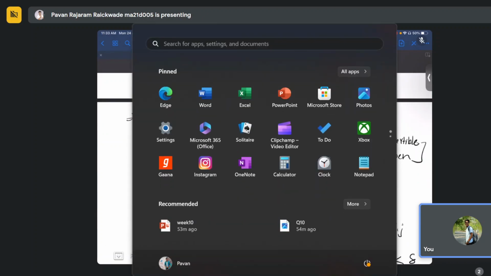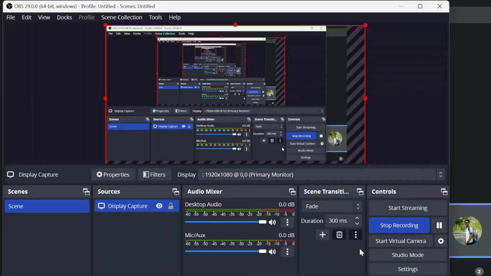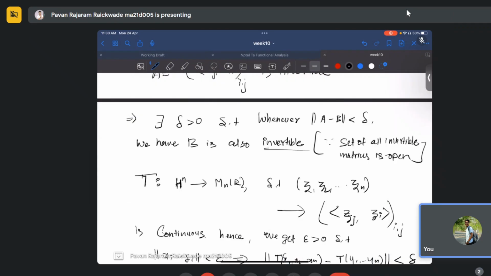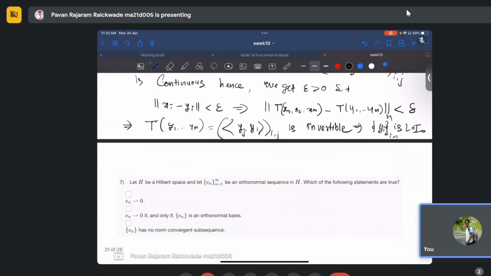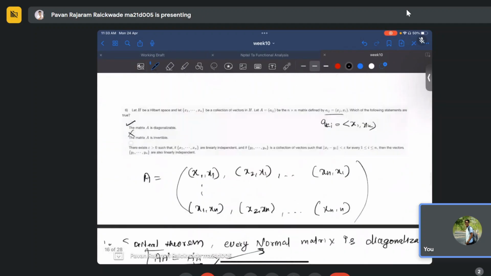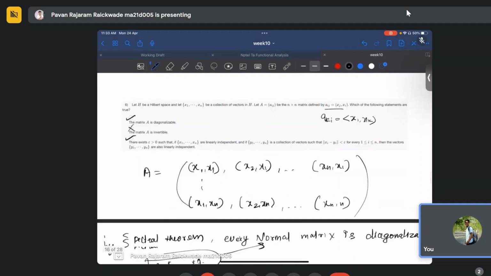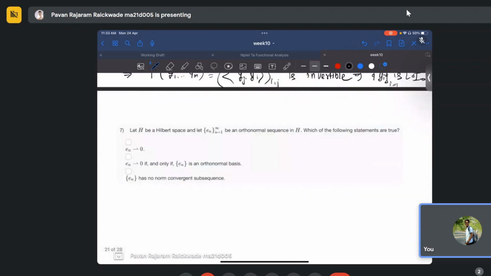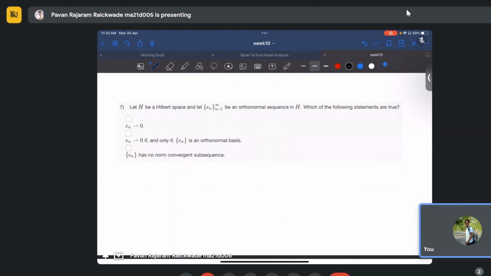Okay, let's see. So I think this is clear. This was question number 6. Option C is okay. Now we'll go to question number 7. Let H be a Hilbert space and let En be an orthonormal sequence in H. Which of the following statements are true?